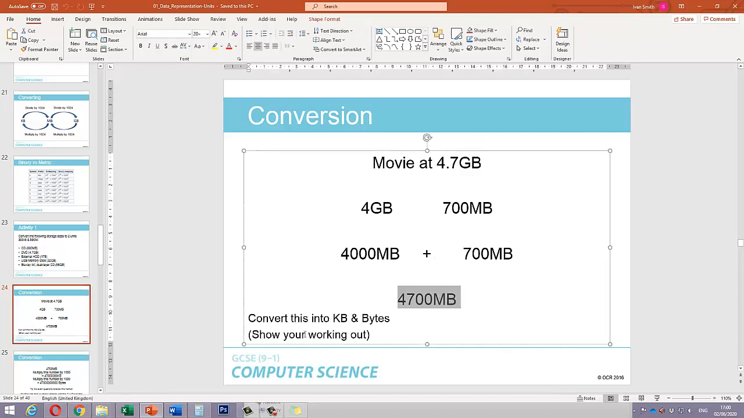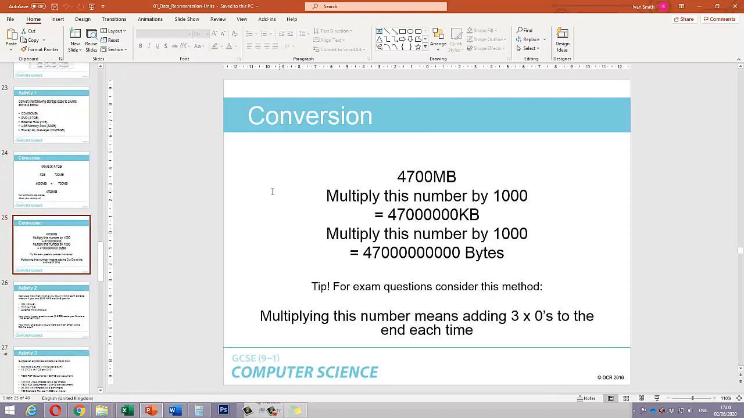So we're going to convert this into kilobytes and bytes, and you need to be able to show your working out. Now it doesn't matter that I've given you the answer here. I want you to do it on paper yourselves. Okay, so this is a potential answer, a way that you could think about it.